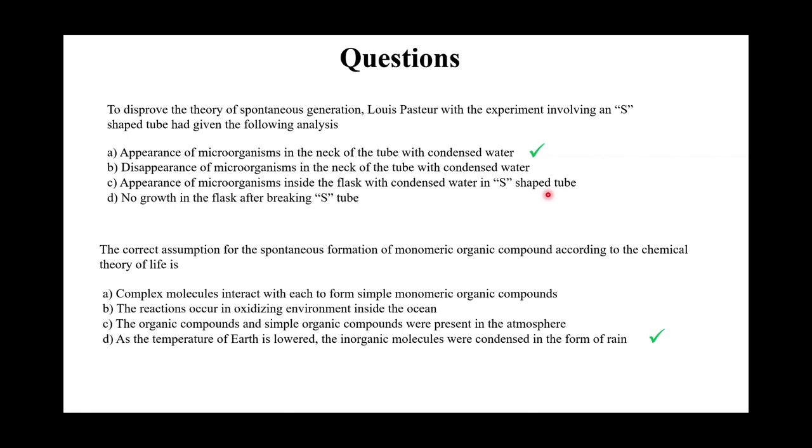Then the mixture of gases in the exact ratio by Miller and Urey, who had used ammonia, hydrogen, and methane, but in exactly which composition or which ratio. And then you have the chemical theory. According to that, the energy for the formation of inorganic molecule was provided by which of these sources?